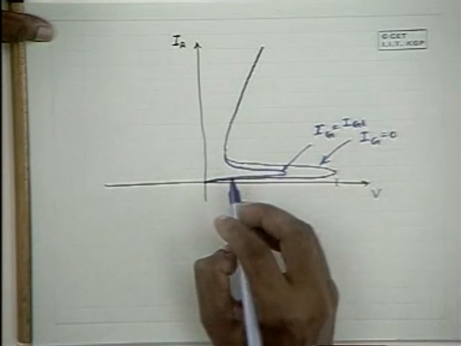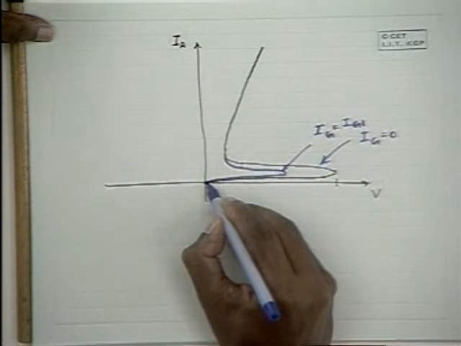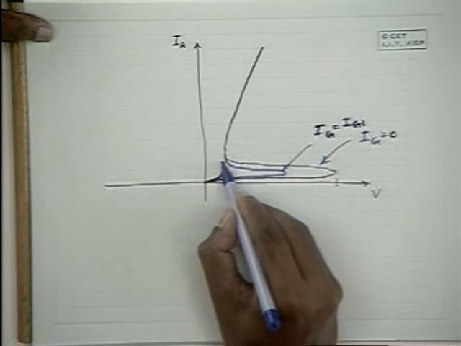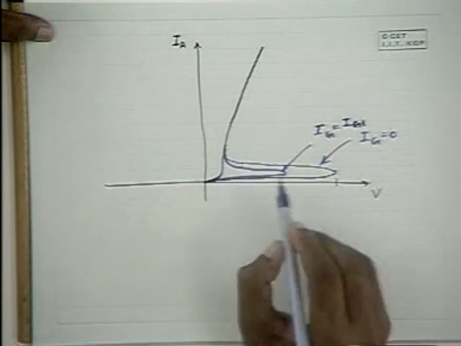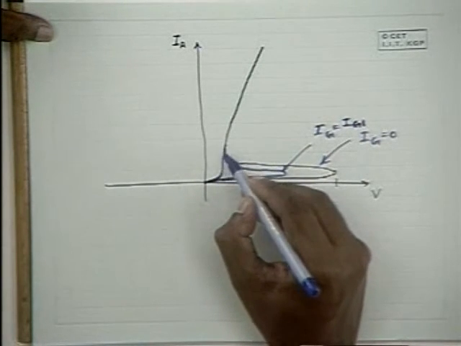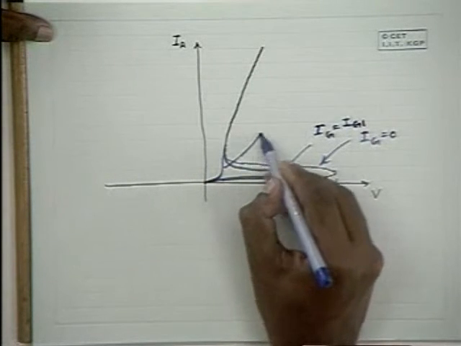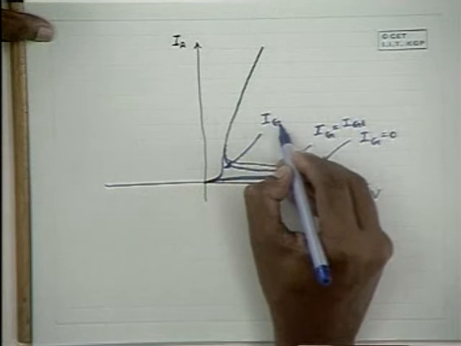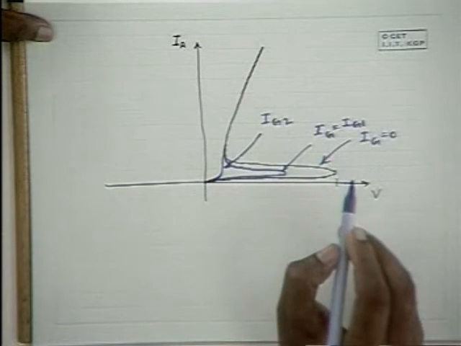If the gate current is slightly more appreciable, which results when the base to emitter junction potential is of the order of 0.7 volts, then with a very small amount of voltage between the anode and cathode itself, the device gets turned on, and this is the characteristic that results. This is at Ig equal to Ig2.